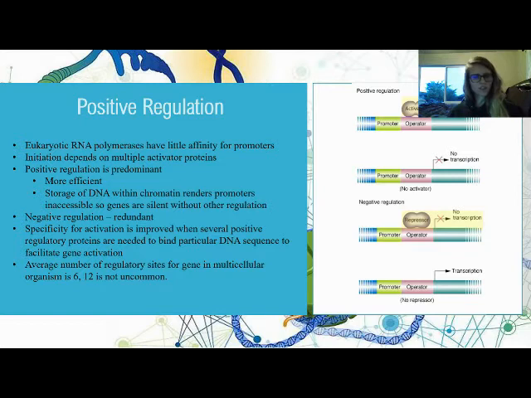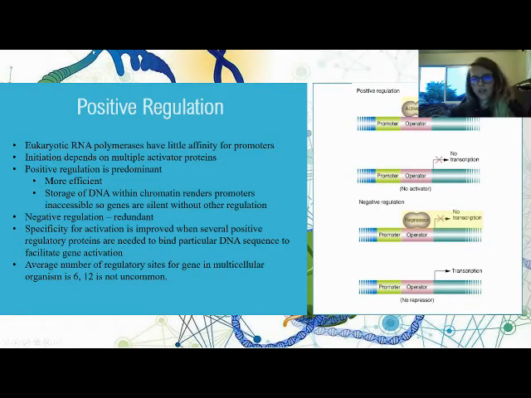Specificity for activation is improved when several positive regulator proteins are needed to bind a particular DNA sequence to facilitate gene activation. It's a way of ensuring that only genes that are necessary at that time and in that particular state are being expressed, and not just randomly being created when they're not needed, because that would be inefficient for the cell.